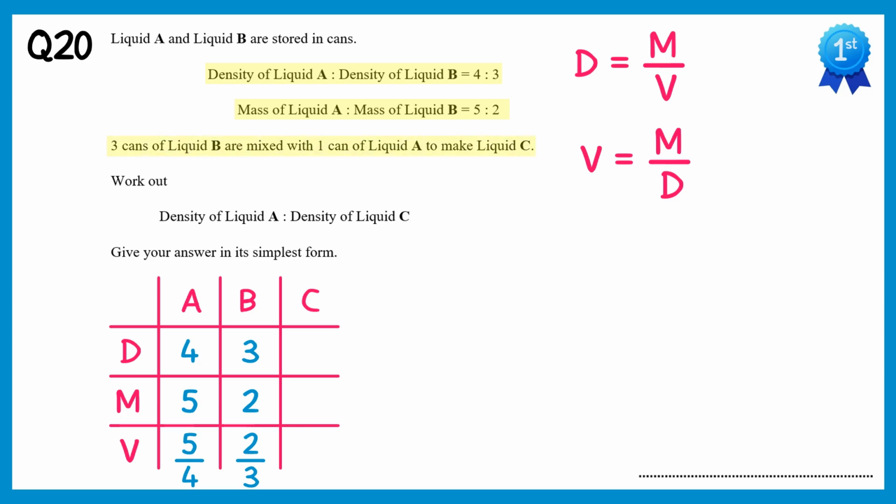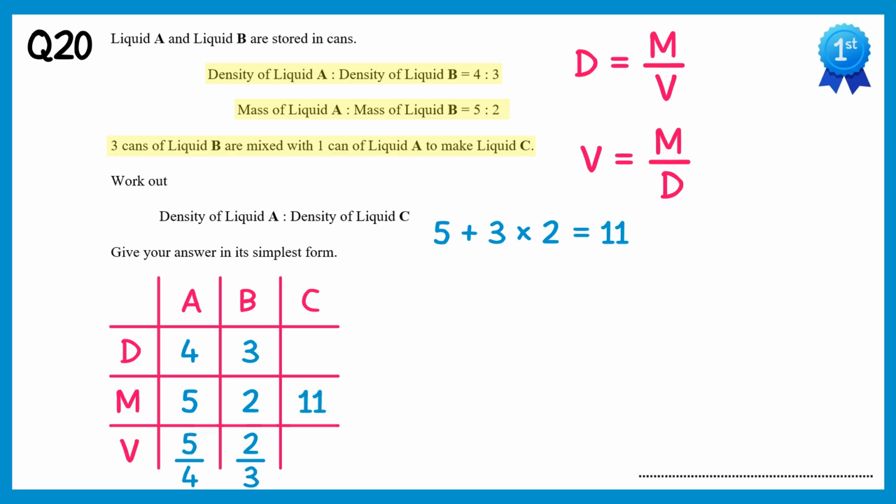Next we're going to use this information here. 3 cans of liquid B are mixed with 1 can of liquid A to form liquid C. Now if you're going to mix 3 of B with 1 of A, you're going to need 3 of B's mass and 1 of A's mass. So if we take the mass of 1 can of A, which is 5, and add to that 3 lots of the mass of B, so 3 times 2, you end up with 11. This tells us the total mass of liquid C would be 11.